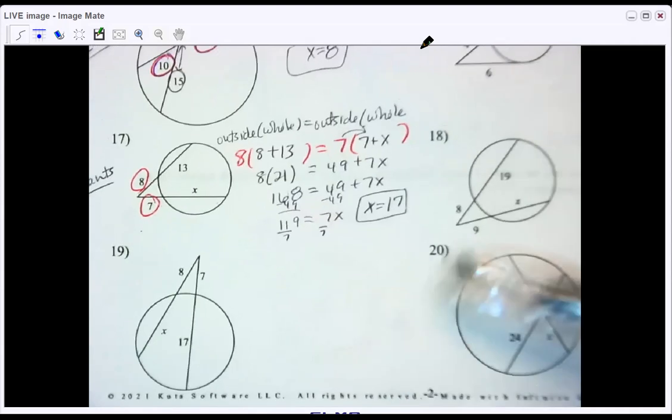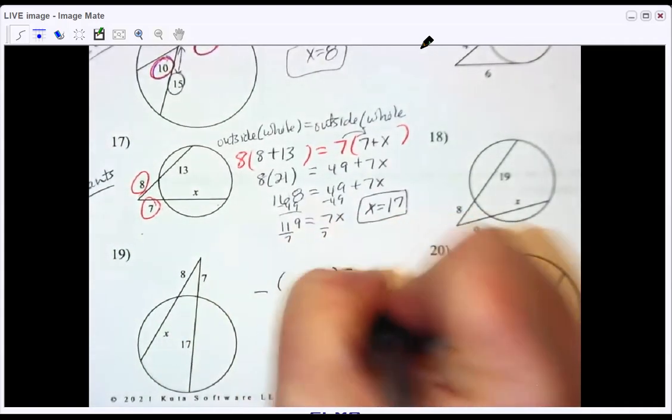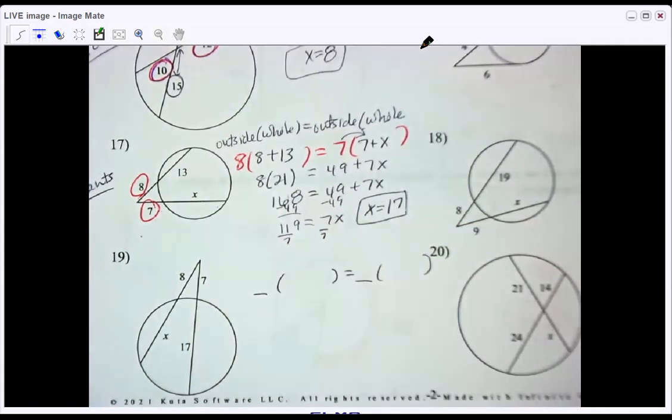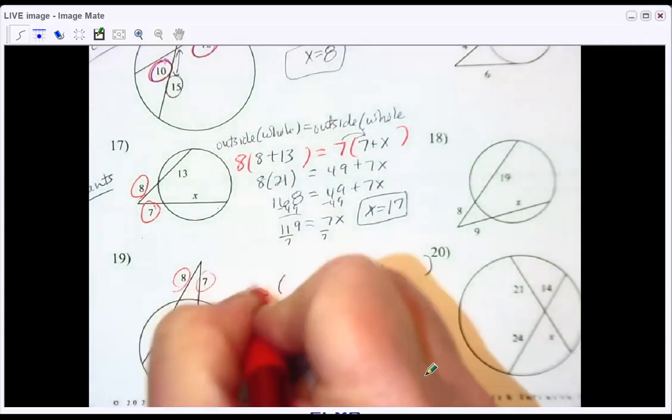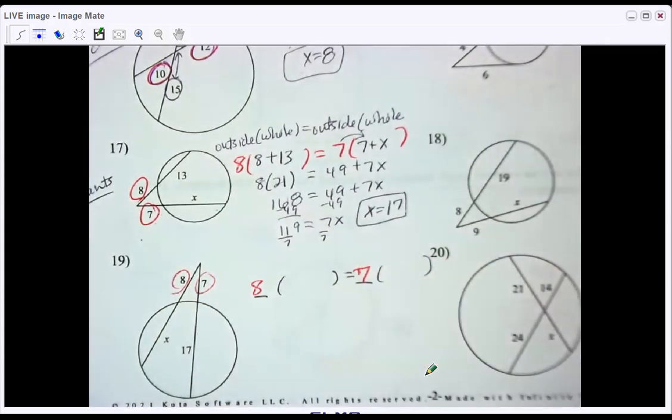Okay, so number 19 is very similar. Go ahead and fill in your equation. Fill in your equation. And your outside numbers again are 8 and 7. It's a little different this time. 8 and 7. Put your answer in the chat box.